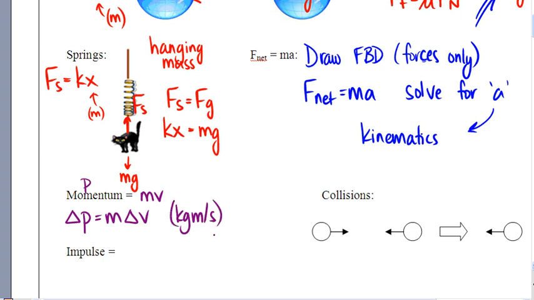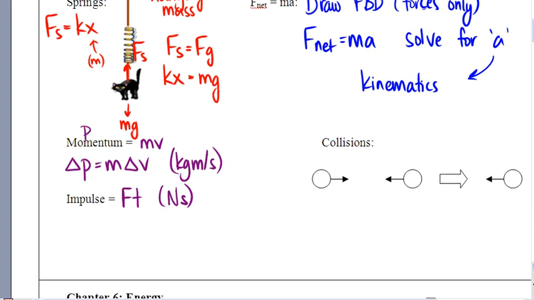Very closely related to momentum is impulse. Impulse is F times t. It has units then of Newton seconds. And I said they're closely related. In fact, change of momentum and impulse are exactly the same thing. Ft equals m delta v. This equation, having the two sides equal, is kind of nice.